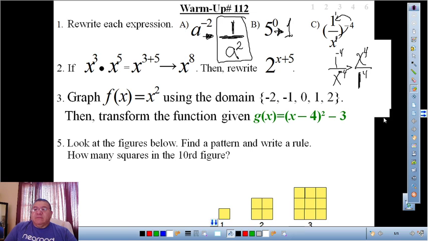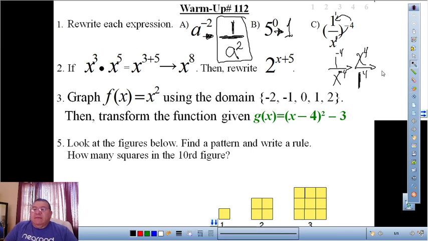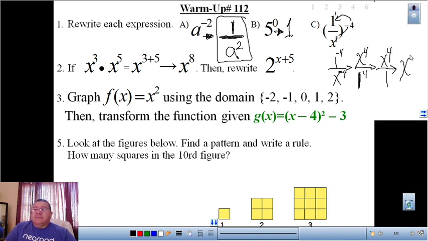So, let me make some space here. What is 1 to the 4th power? Well, 1 to any power is 1. And x to the 4th. And what is x to the 4th divided by 1? X to the 4th.